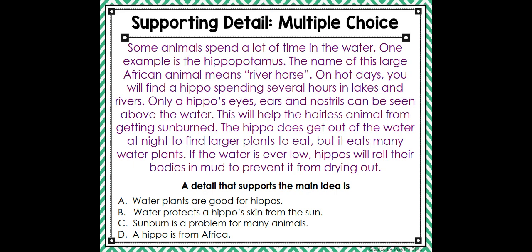A detail that supports the main idea is A, water plants are good for hippos. B, water protects a hippo's skin from the sun. C, sunburn is a problem for many animals. Or D, a hippo is from Africa. So you should choose the answer that explains more about hippos spending a lot of time in water. Which answer would tell you that? Which gives you more information about the main idea?